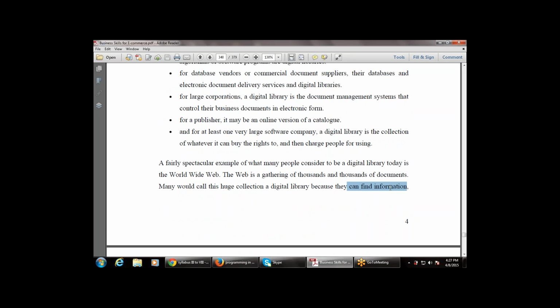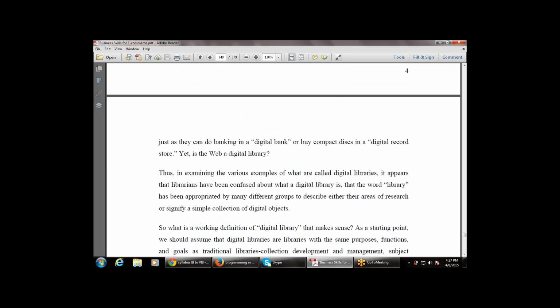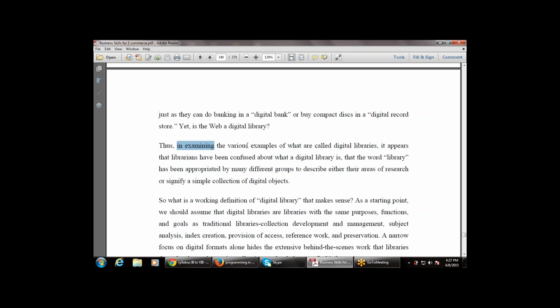The web is a gathering of thousands and thousands of documents. Many would call this huge collection a digital library because they can find the information. Therefore, in examining the various aspects of what is called a digital library, it appears that librarians have been confused about what a digital library is. The word library has been appropriated by many groups to describe either their areas of research or a simple collection of digital objects.